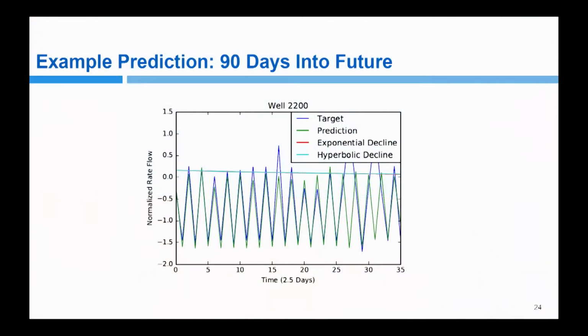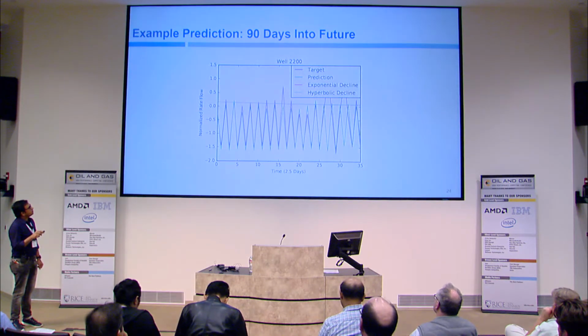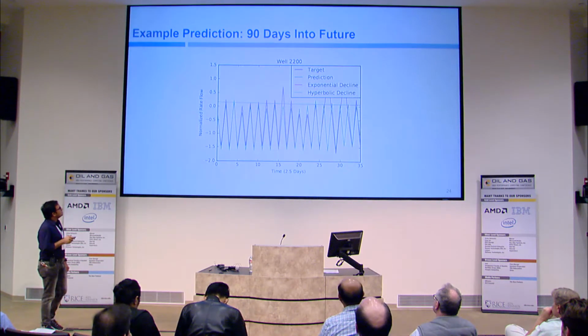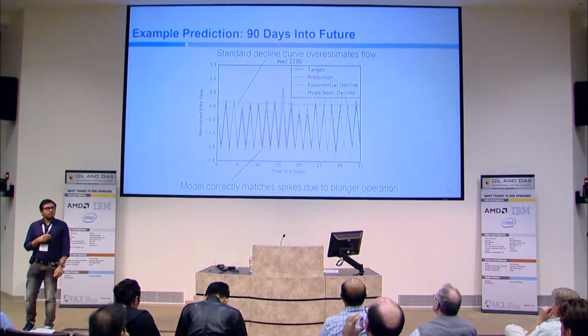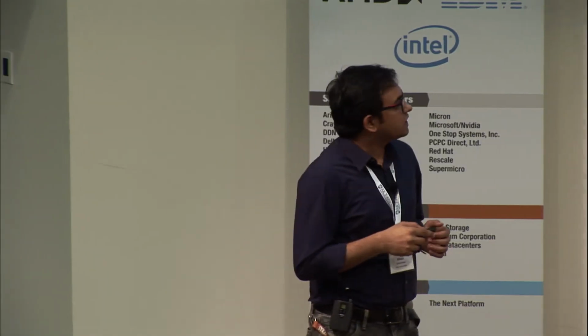This is one result from one of the wells, shown 90 days in advance from our starting point. We see that the target here is in blue, whereas our model's prediction is shown in green, and it has done a good job in predicting the performance. The red and light blue show the curve fitting lines. It's a bit hard to see because mostly they are overlapping each other. It's probably easy to identify that they have overfitted the flow. And our model has correctly matched the spikes. We believe this is because it has correctly understood where the plunger operations have been, and that's why it has classified each point and the spikes correctly.